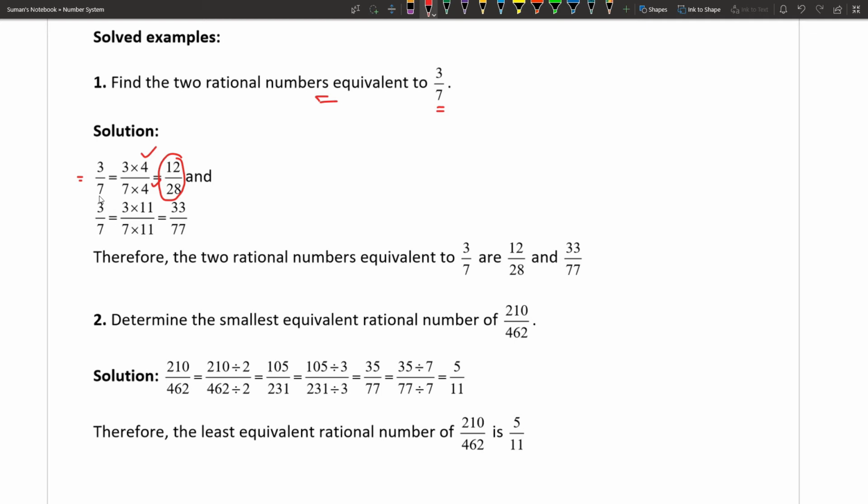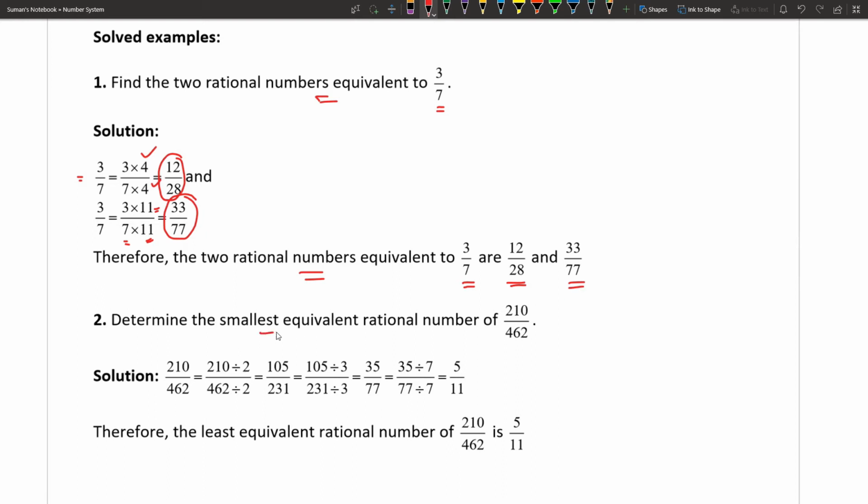Suppose another one, we multiply the numerator 3 by the value 11 and the denominator 7 by the value 11, the same. Then we get the rational number 33 upon 77, which is the same as 3 by 7, or we may say 33 upon 77 is equivalent to the rational number 12 by 28. Therefore, the two rational numbers equivalent to 3 by 7 are 12 by 28 and 33 upon 77.